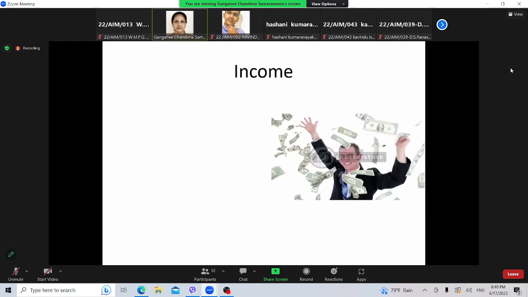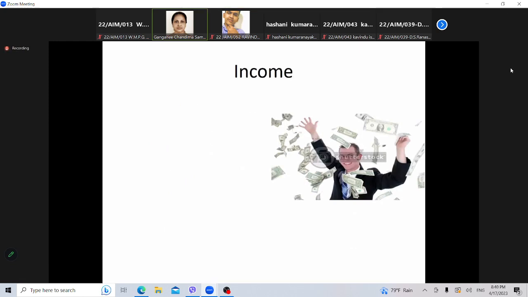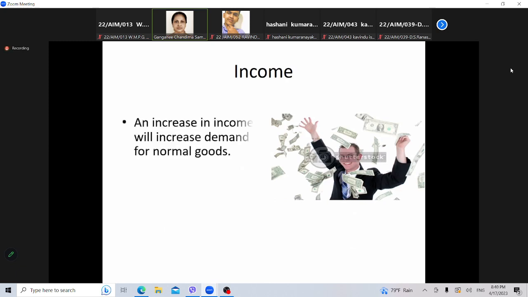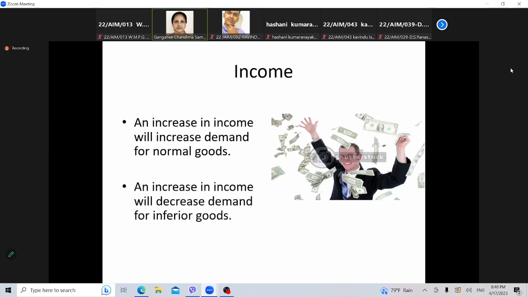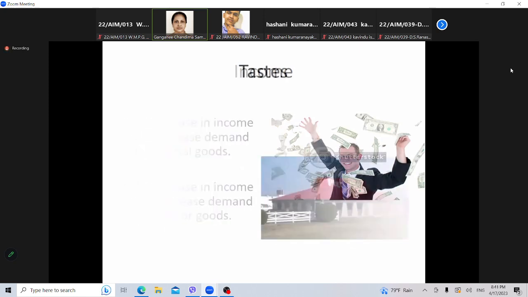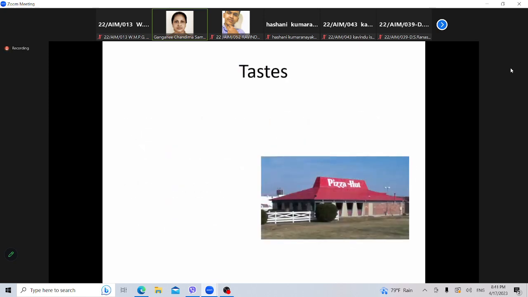Now the factors we are discussing one by one. The next factor is income. An increase in income will increase demand for a normal good, as we know. An increase in income will decrease the demand for an inferior good. Now you have the clear picture.